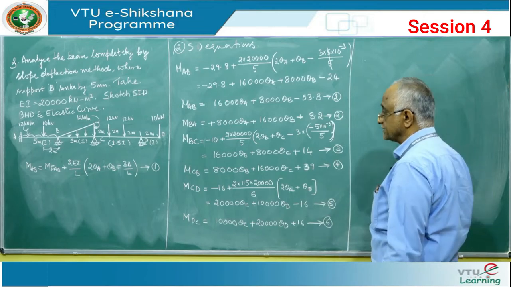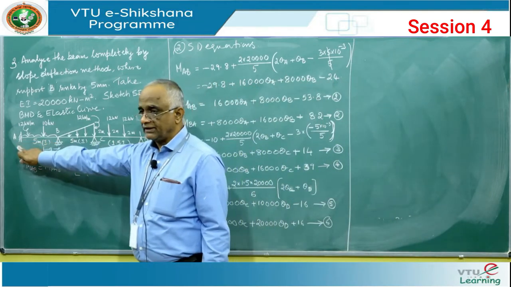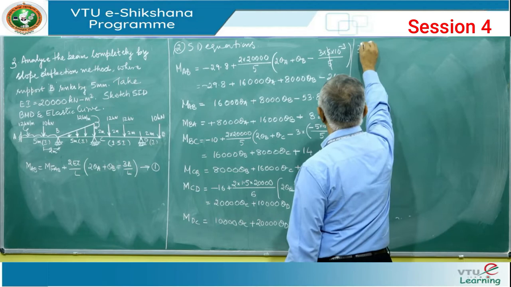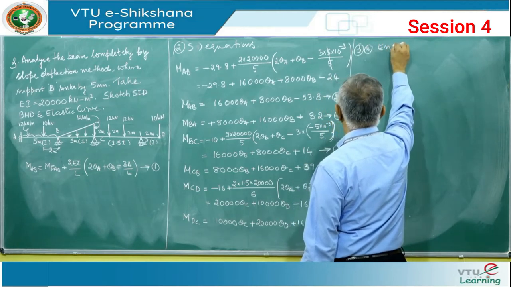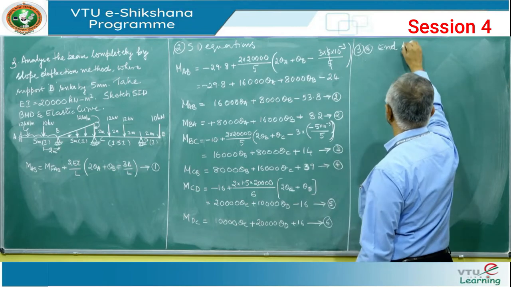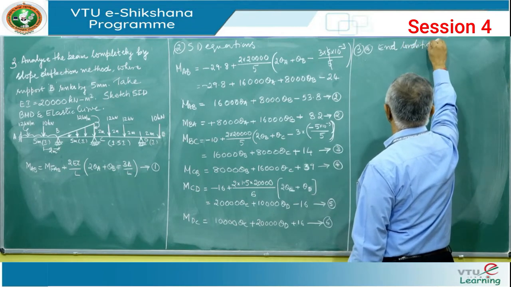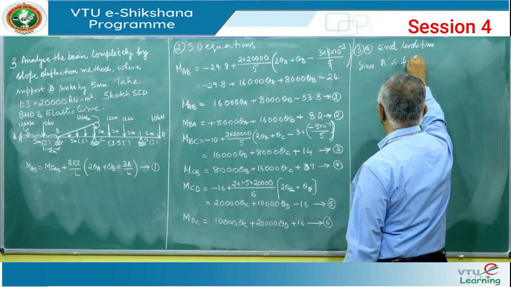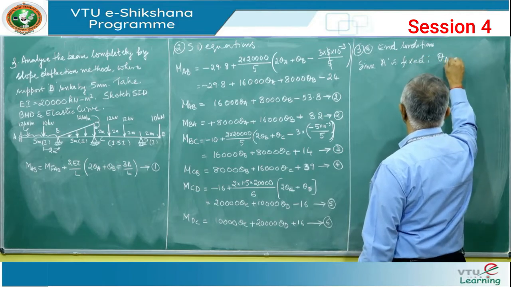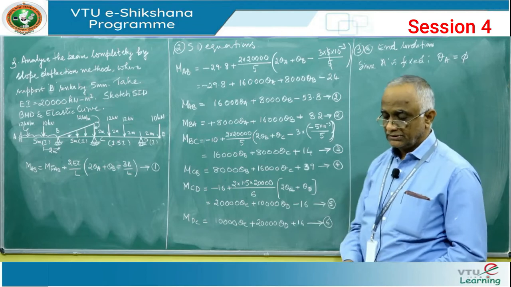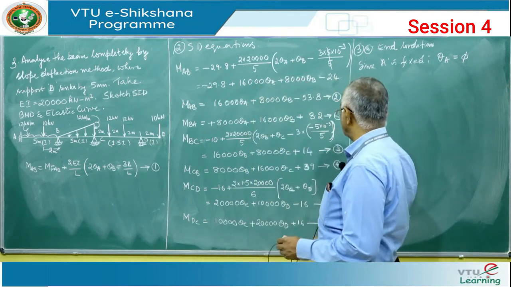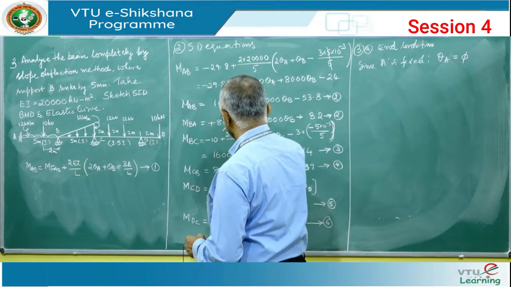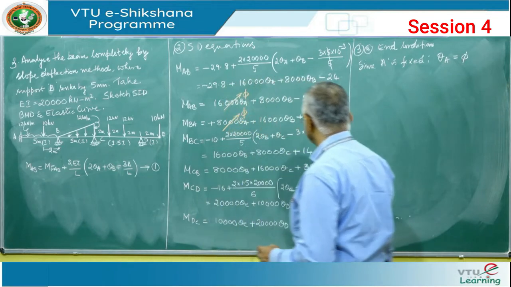Now we will go for the end conditions. We have only one end here, that is A, and the remaining all are supports where beam is continuous. So let me take the third step. A, end conditions are boundary conditions, we can say. Since A is fixed, what is the condition we need to use now? So the slope should be equal to 0. So slope is 0. I will eliminate that term in the equations wherever available. In equation 2, 16,000 theta A is 0. In equation 3, again 8,000 theta A is 0.